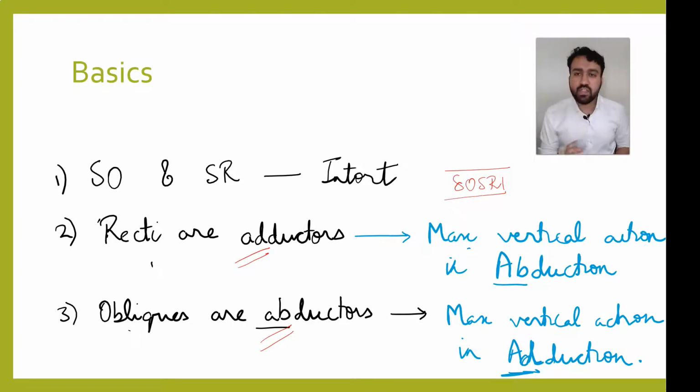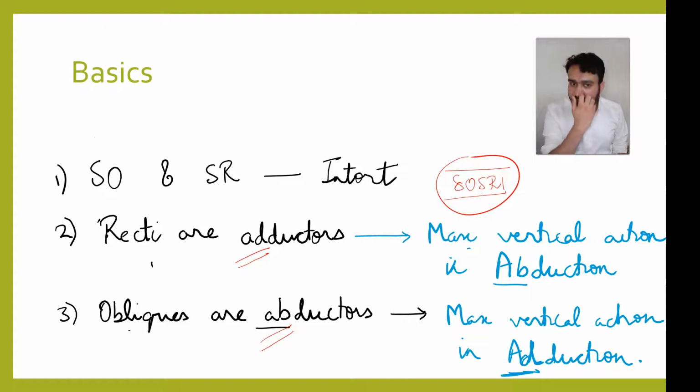Okay. So the first is, which extraocular muscles are the intorters of the eye? I remember this using the mnemonic SOSRI, also called sorcery. You can use your own mnemonic, but basically remember that the superior oblique and the superior rectus are the intorters of the eye. The second point to remember is that the recti are adductors and the obliques are abductors, correct?